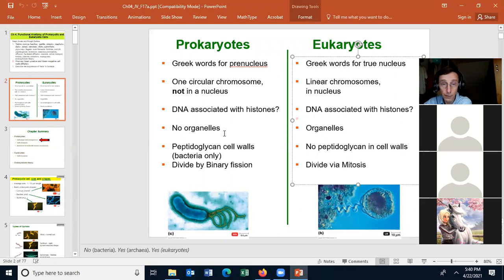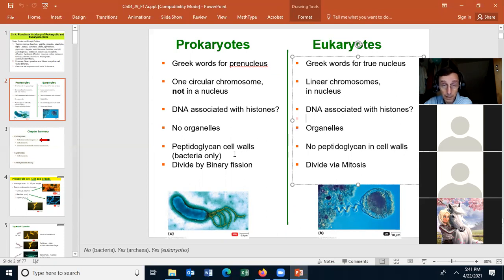Prokaryotes do not have any organelles. By organelle, I mean a membrane-bound organelle. And eukaryotes have many organelles, and I mean membrane-bound organelles, like the Golgi apparatus and the vesicles and the endoplasmic reticulum, the nucleus, the mitochondria, okay? Just to name a few of the organelles.